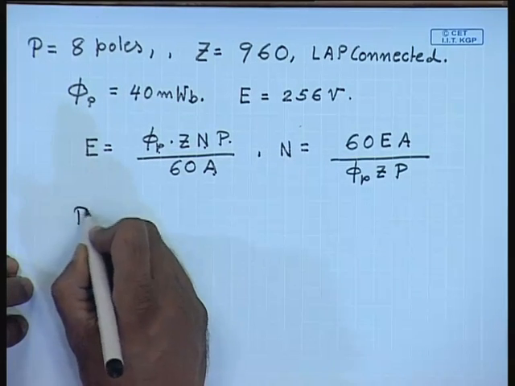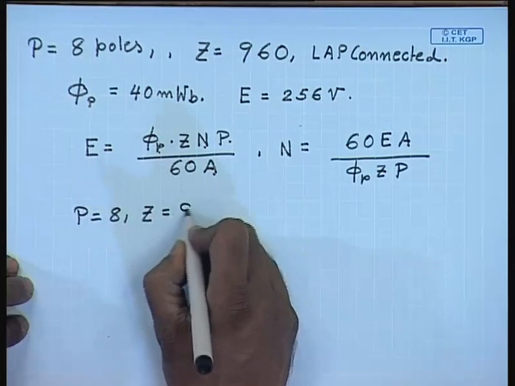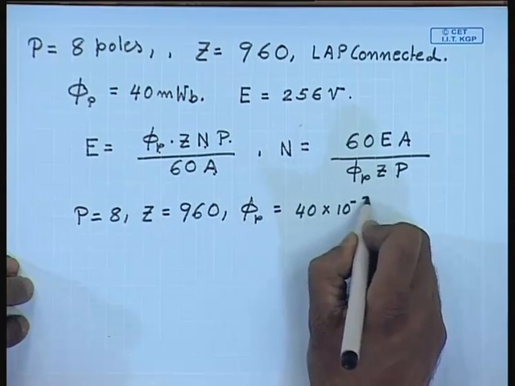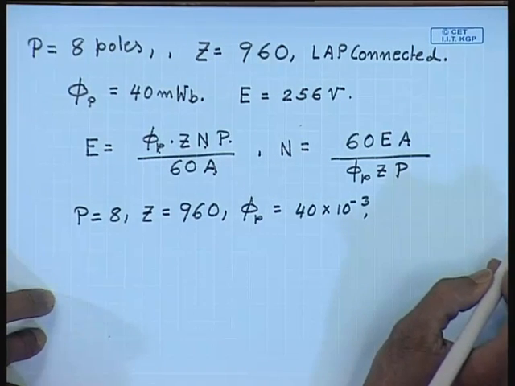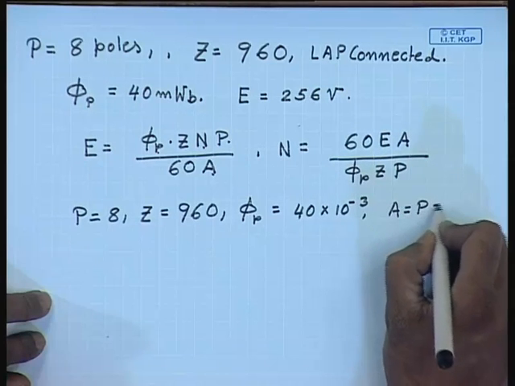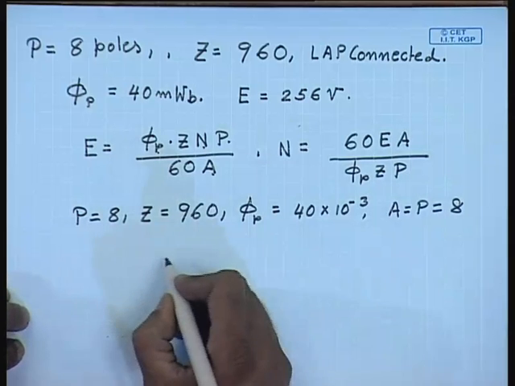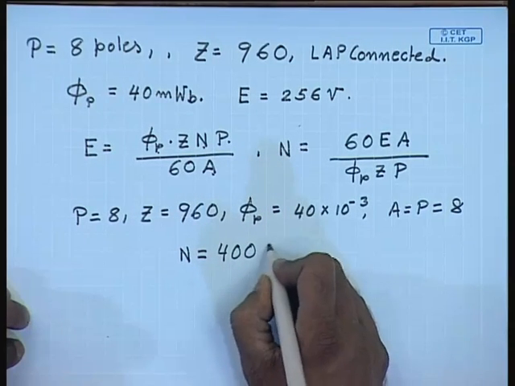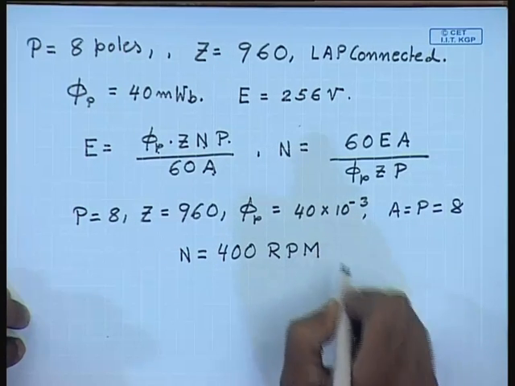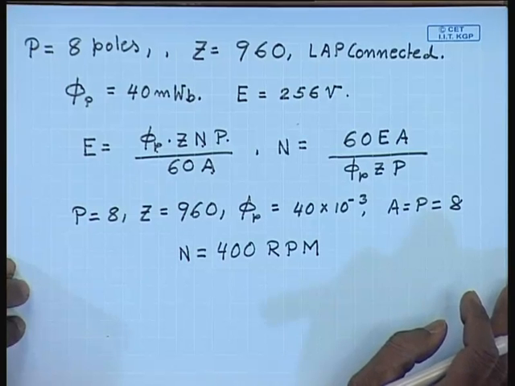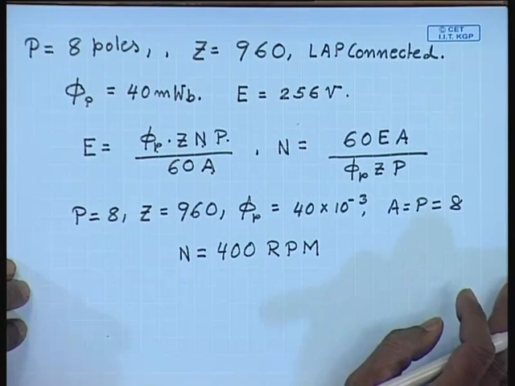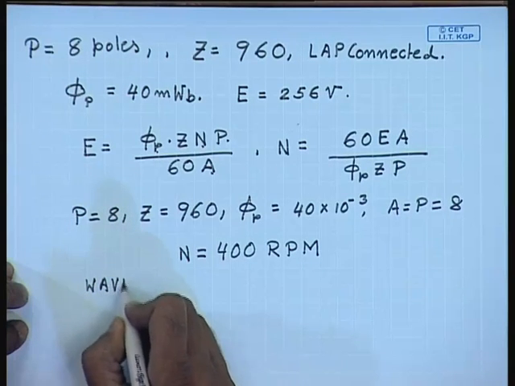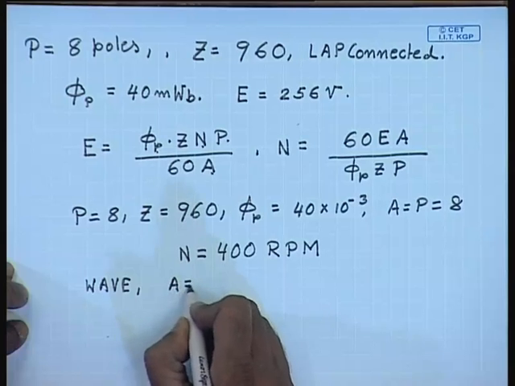In the given problem, p equal to 8, z equal to 960, phi p equal to 40 into 10 to the power minus 3, and since the armature is lap connected, A is equal to P equal to 8. Therefore, substituting all these values, we get N equal to 400 rpm. It will be interesting to find out, if I run the machine at the same 400 rpm but change the armature conductor connection to wave, what will be the induced voltage? We know for wave connection, A is always equal to 2.